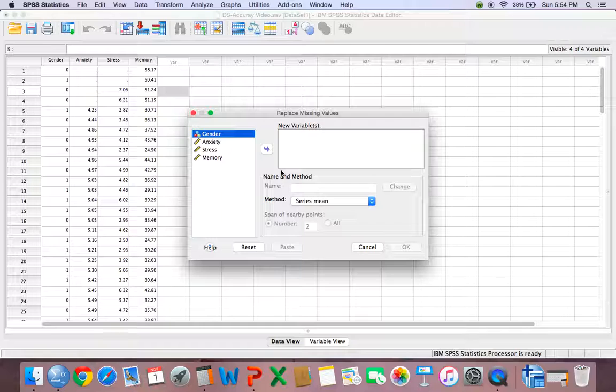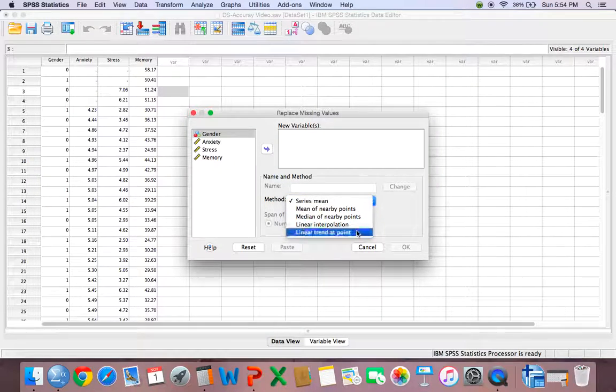Now, the very first thing that you want to do before anything else is under Series Mean, click Linear Trend at Point, which is right here. And linear trend at point is somewhere between a regression analysis and a mean substitution. So it replaces data based on the row average and the column average together. So basically that's the grand mean for the row average and the grand mean for the column average. Now grand mean is just the average of the averages. So it's the average of all the column averages, and it's the average of all the row averages.